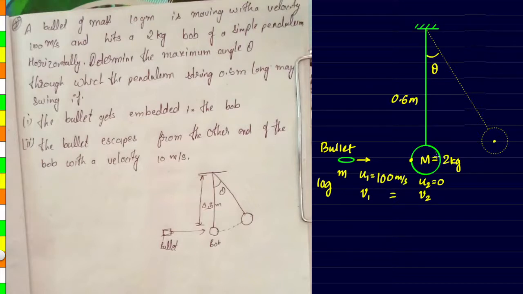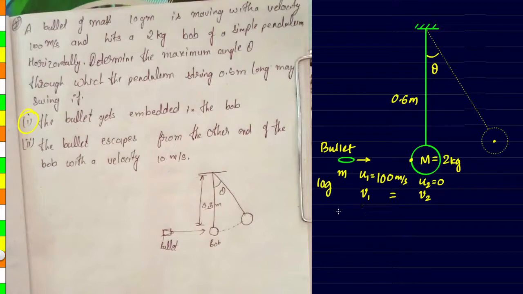And we have been told to find the height to which this bob will rise, in two cases. The first case is the one wherein the bullet gets embedded in the bob, which means both the velocities will be equal. And second is the case wherein the bullet is escaping with a velocity of 10 meters per second. So that will be the point B. Let's go ahead and first solve the first bit of this problem.